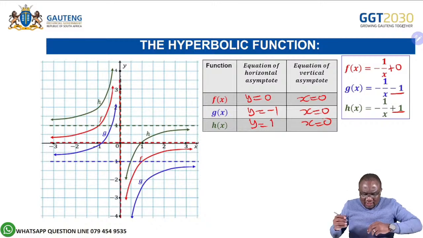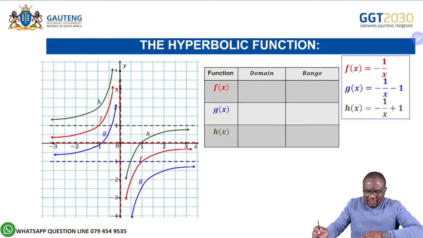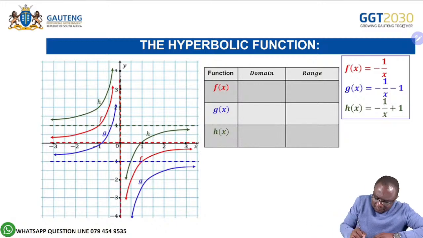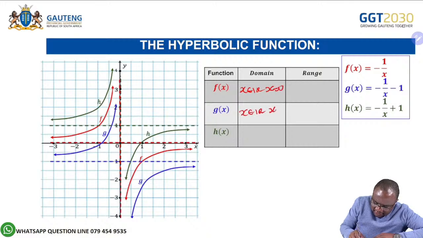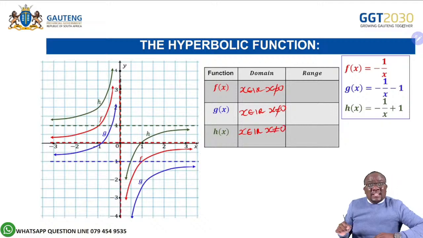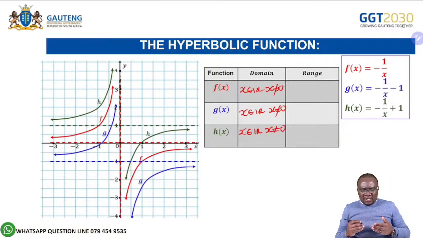Okay? And then the next one, the domain does not change. Let me write one format because of time. x is an element of real numbers, but x cannot be equal to 0. Sorry, cannot be equal to. x is an element of real numbers, x cannot be equal to 0. You see that?